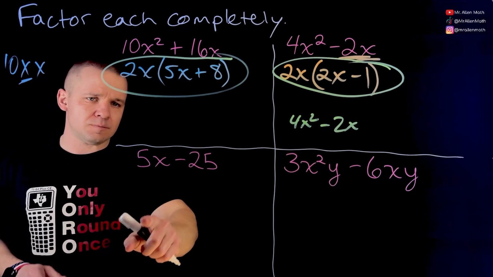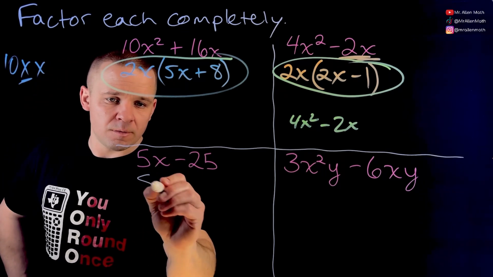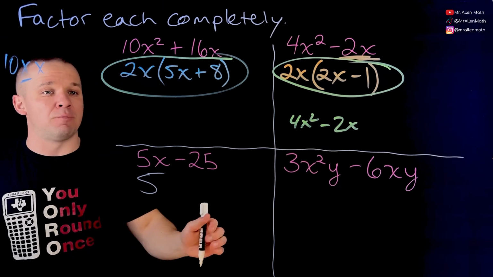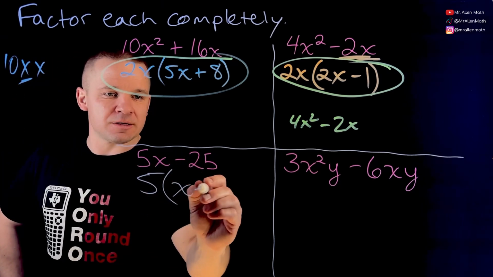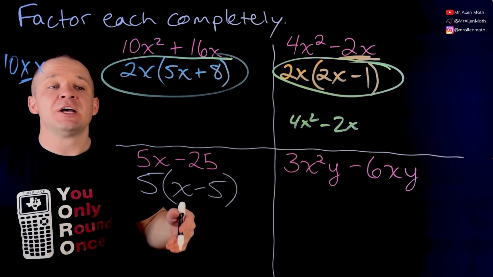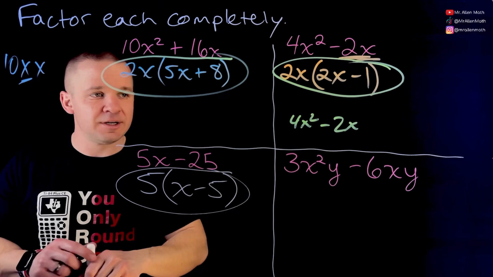Okay. Now, what do these have in common? They're both divisible by 5, but I don't have an x to give on both of them. This is the only one with an x, so it's just 5 coming out, and I'm left with x minus 5, because 25 divided by 5 is 5. Boom. Final answer. Nice and easy.